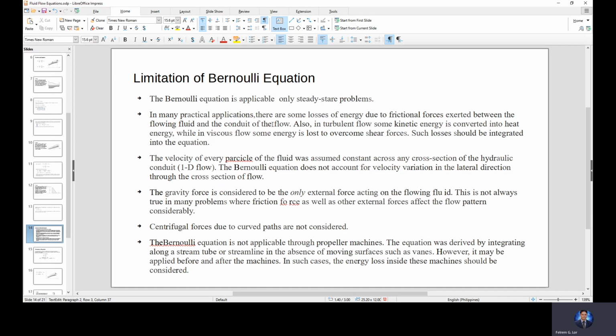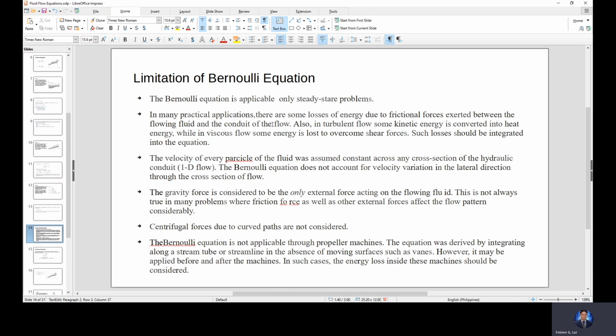We can still use the principle, but we cannot apply the algebraic solution. Bernoulli's energy equation can be solved by analytical, algebraic methods. For unsteady problems, we use calculus, since it involves rate of change. So we use differential equations.